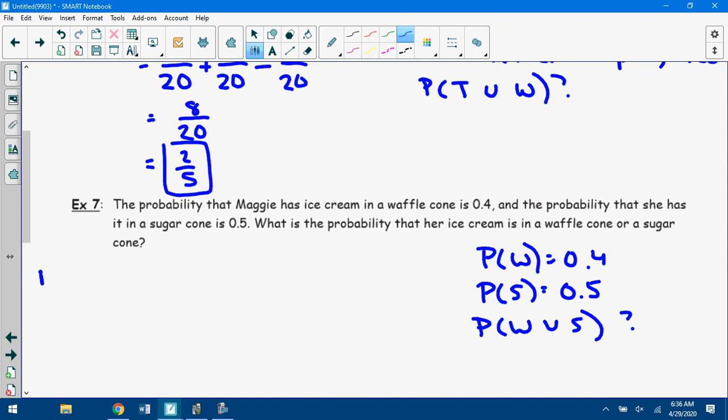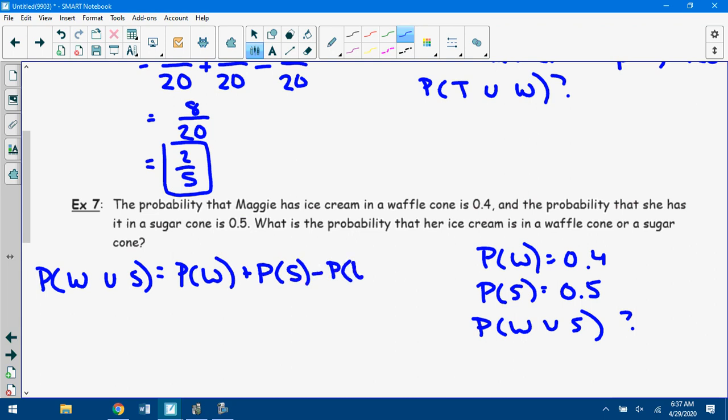Okay, well, we know the formula would be probability of waffle or sugar, which is probability of waffle plus probability of sugar minus the probability of waffle and sugar. So it seems like I don't have enough information. But what else is implied here? Okay, well, picture holding an ice cream cone. Could that cone be a waffle cone and a sugar cone? No, those are two different types of cones.